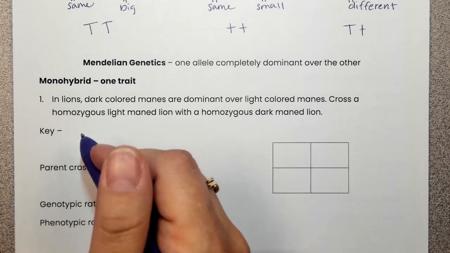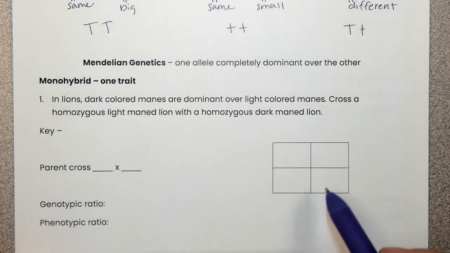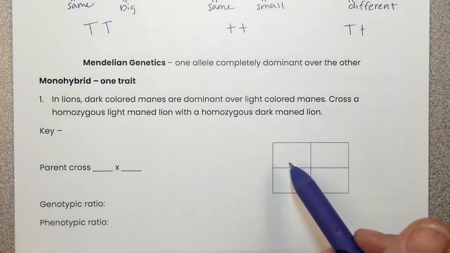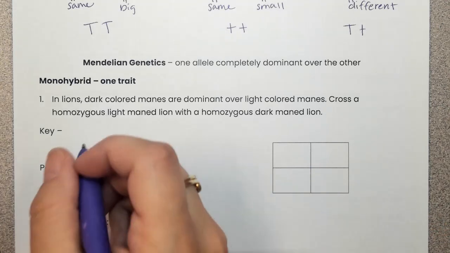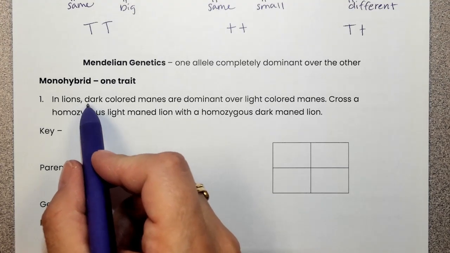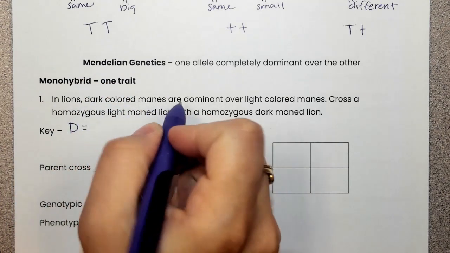I try to pick letters that look different when they're big and small, so that when I work them out over here, I'm consistent on what is big and what is little. Because sometimes when you have letters that look the same and you put them next to each other, you don't know if you meant to put a big or a little. So I'm going to use D for dark manes because that's a good letter that looks different, big and small. So big D will be dark manes since that's our dominant trait.